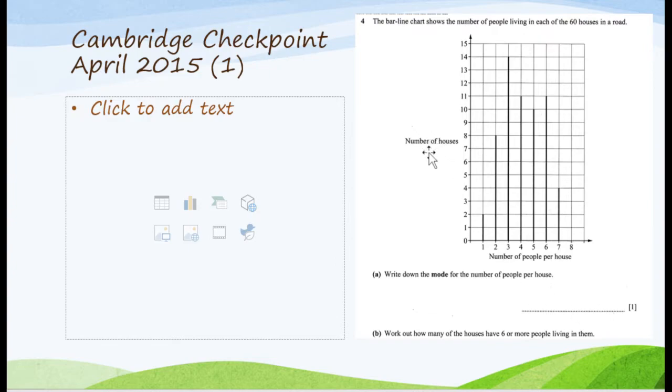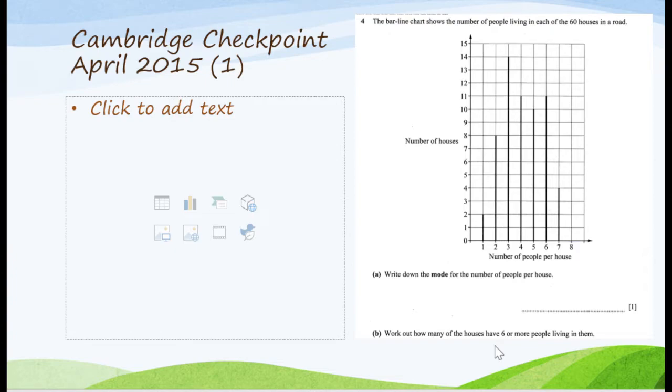And here is about counting number of houses. So it means there are two houses that are being occupied by one person only. And then in here it says there are 8 houses being occupied by two people, and none for a house being occupied by 8 people here. So after we understand that, then we go to the question.